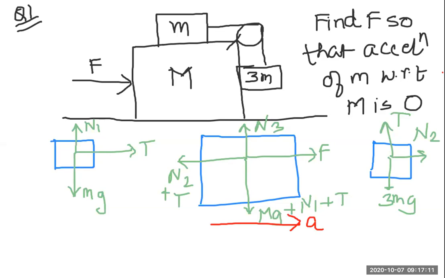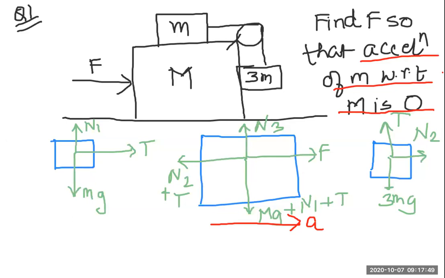I have to find this A. But then I look at the question and it says that the acceleration of small m with respect to capital M is zero. What does this mean? My favorite thought process to understand what is going on is that of a train.